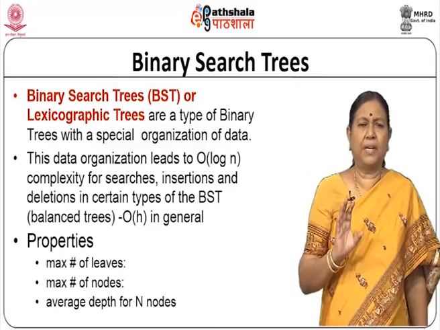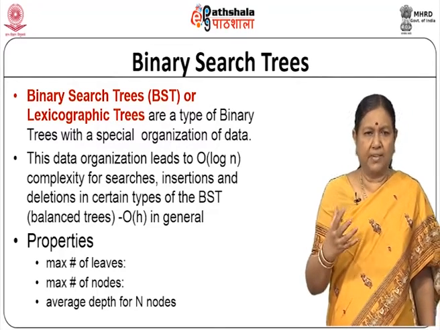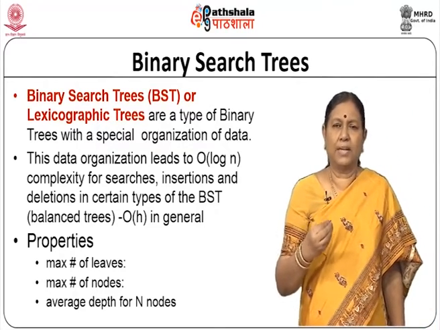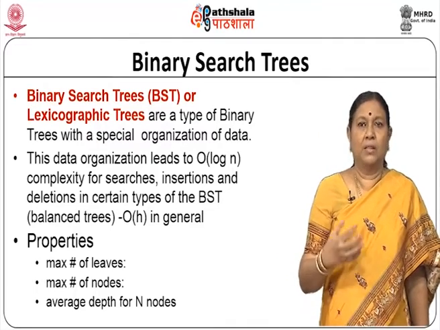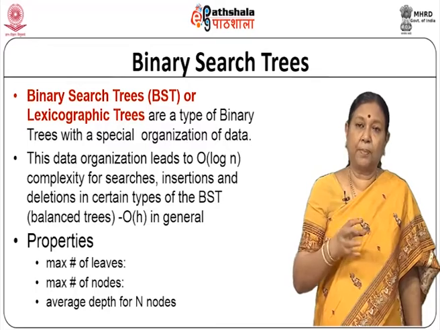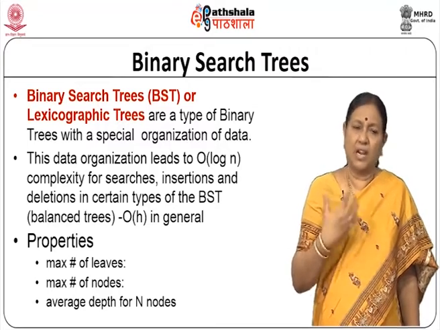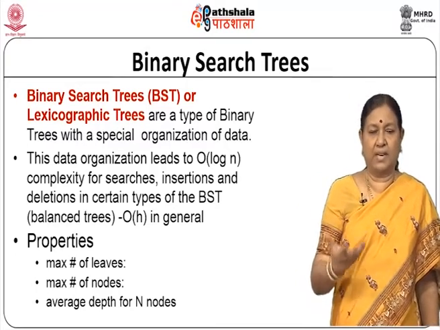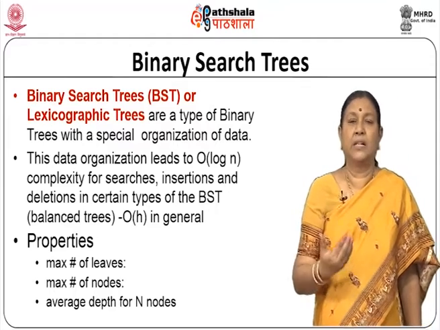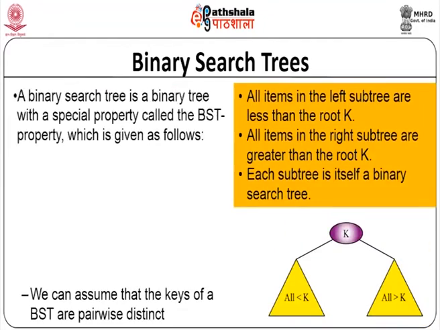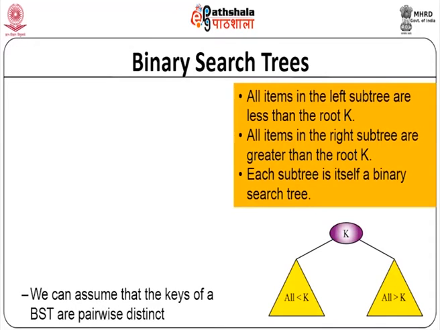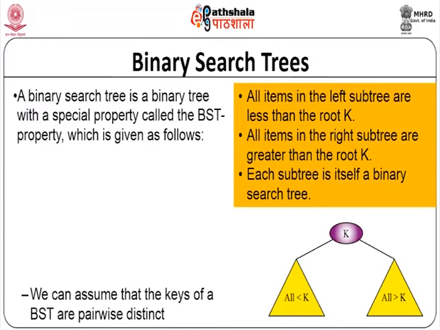So, what are the properties you associate with any binary search tree? It is the maximum number of leaves, maximum number of nodes, and the average depth of those nodes. That is also important. So, these are some of the properties that you associate with any tree, and so also for binary search trees, that is the number of leaves, the number of nodes, and the average depth of the nodes. Now, let us look at the meaning of binary search trees.